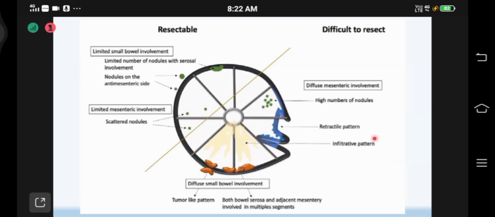Coming to this particular rule, resectable versus difficult to resect. Basically, on the mesenteric side, because of the mesenteric vasculature, the presence of deposits on this side is always difficult to resect, and so you can see the diffuse small bowel involvement in these areas. While on the non-mesenteric side, scattered nodules are always resectable conditions, unlike mesenteric disease.